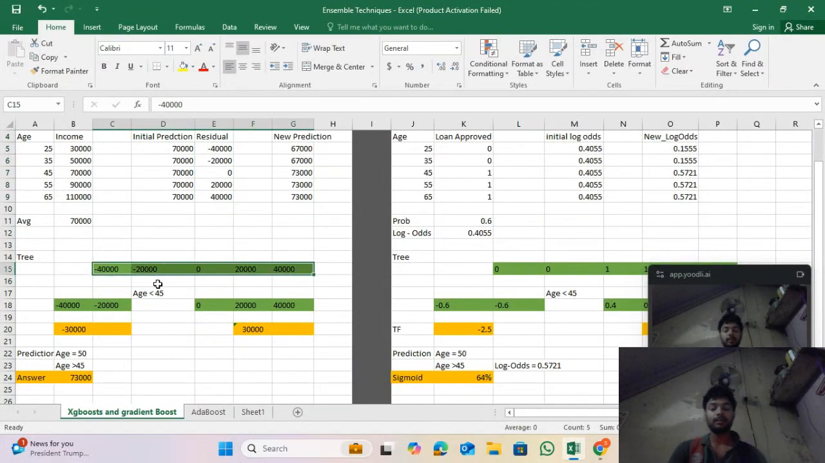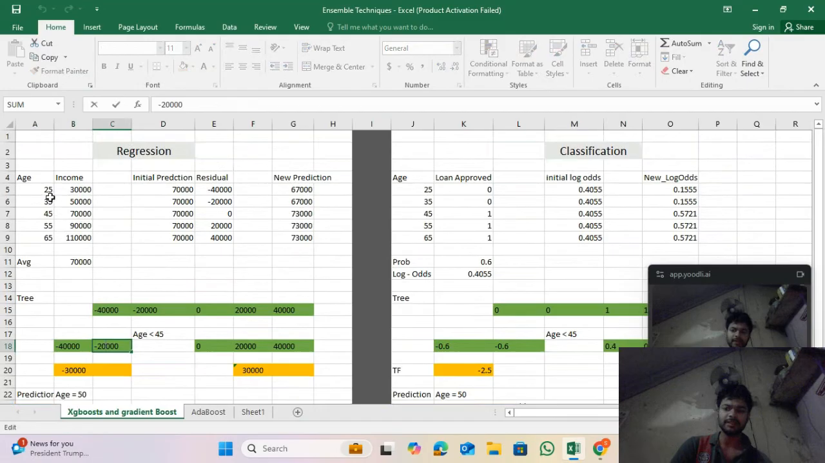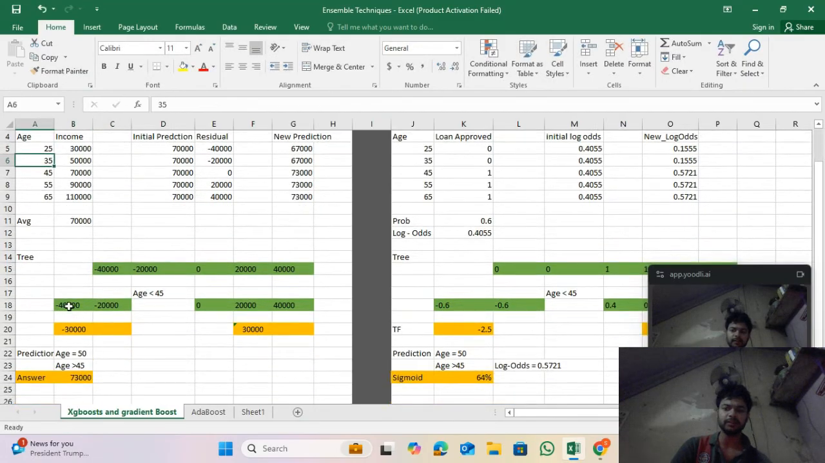and the best split will be found out by my model, which has the highest gain. So age is less than 45. There are two things where age is less than 45, that is 25 and 35. So the tree is over here, and age equal to or greater than 45 are the three leaves, right? Taking the average of this, we got minus 30,000, and taking the average of all these three, we got plus 30,000.